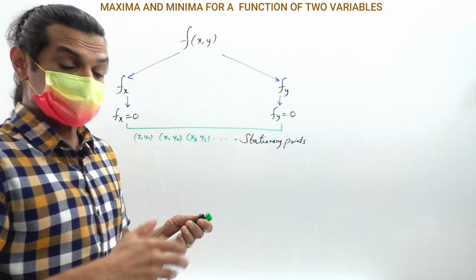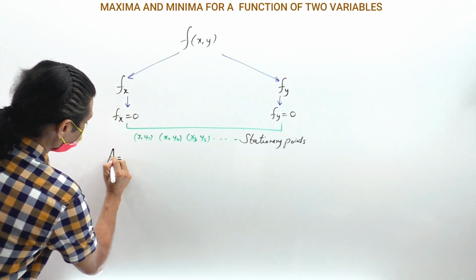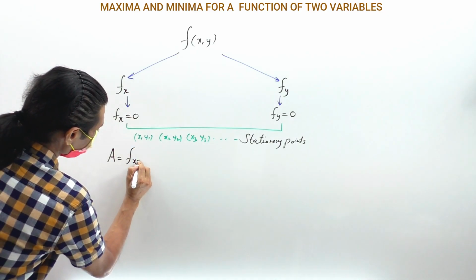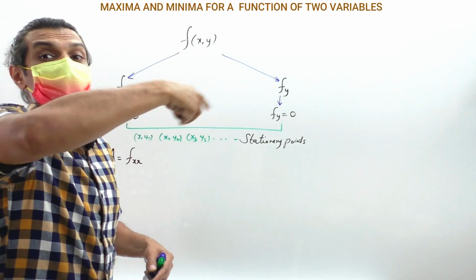To apply the condition, first we find A. A is equal to f double x. That is, from f we find fx, and again differentiate it partially.